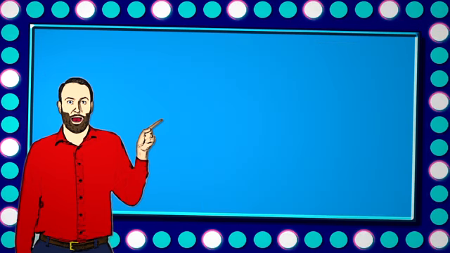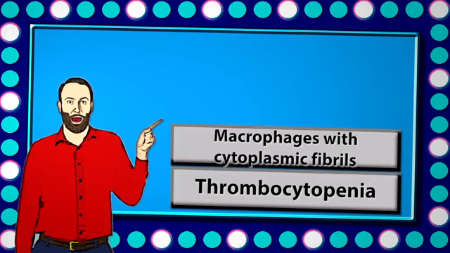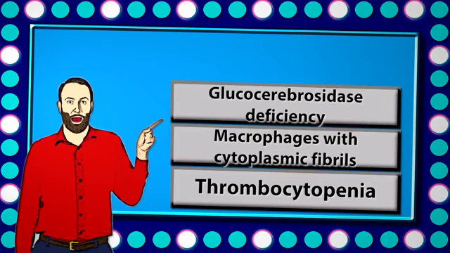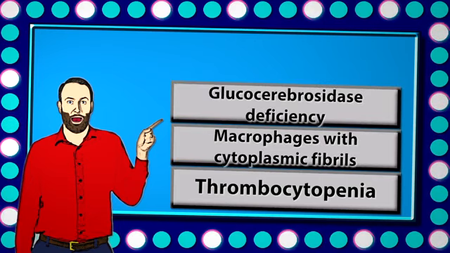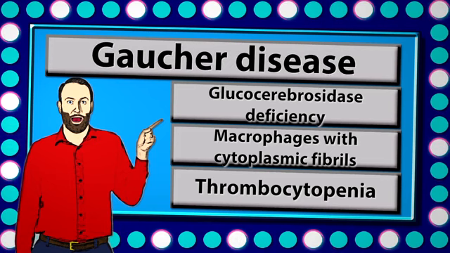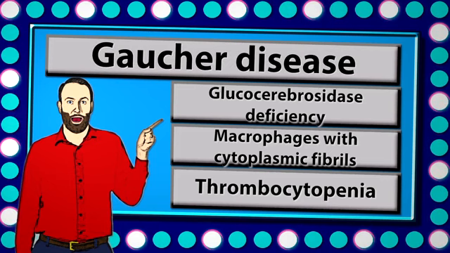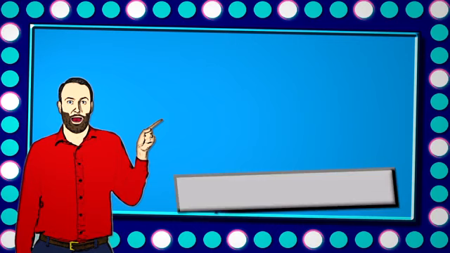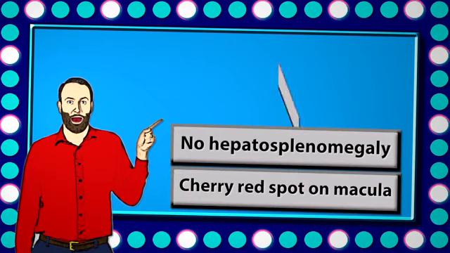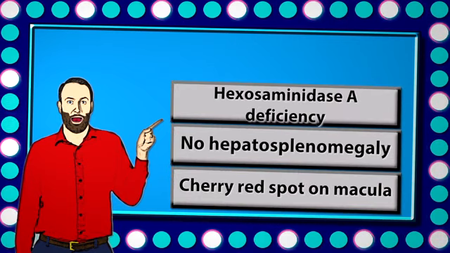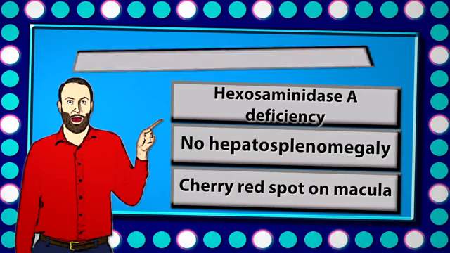Next, we have thrombocytopenia, macrophages with cytoplasmic fibrils, glucocerebrosidase deficiency. The answer, Gaucher disease. Next, cherry red spot on the macula, no hepatosplenomegaly, hexosaminidase A deficiency. Answer, Tay-Sachs.